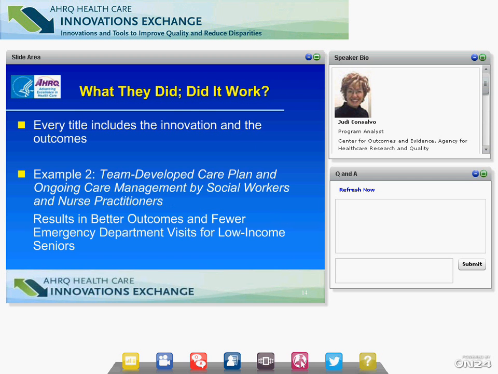Again, every title includes the innovation and the outcomes. In this case, the innovation that they used was team-developed care plan and ongoing care management by social workers and nurse practitioners. And the results are this: better outcomes and fewer emergency department visits for low-income seniors. So the titles are a quick way to match the adopter needs with potential innovation solutions. So once you have titles that you're looking at in the Innovations Exchange, let's look next at what the actual innovation looks like.